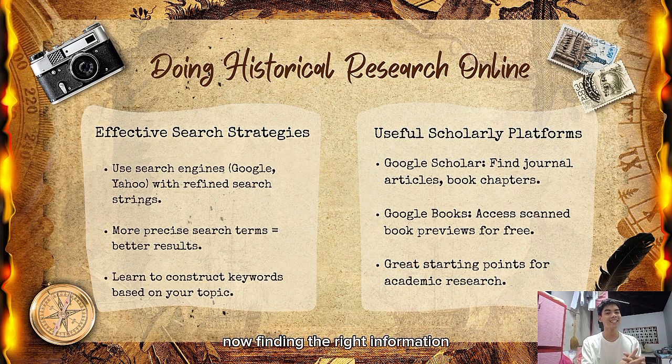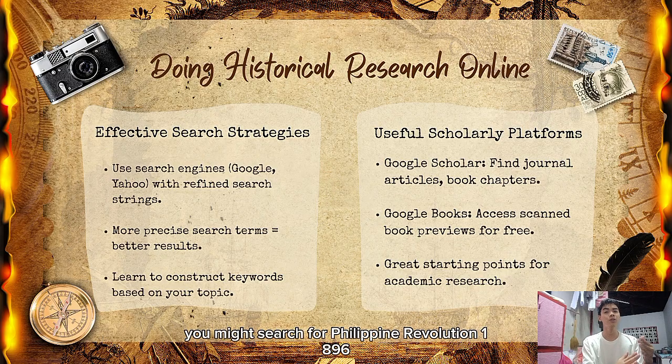So next we have the effective search strategies. Finding the right information depends a lot on how you search. That is where search strings come in. For example, instead of just typing Philippine Revolution, you might search for Philippine Revolution 1896 Costas primary sources. The more specific you are, the more relevant and credible your results will be.